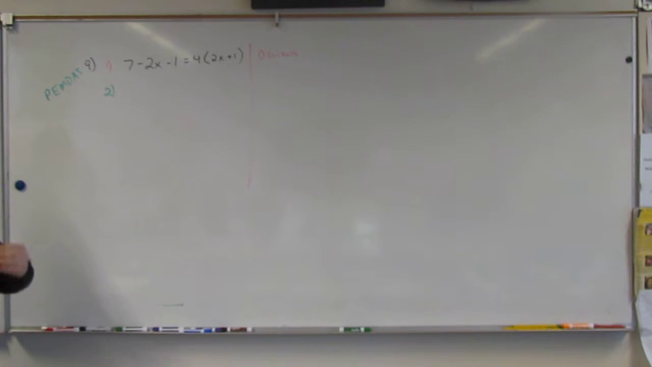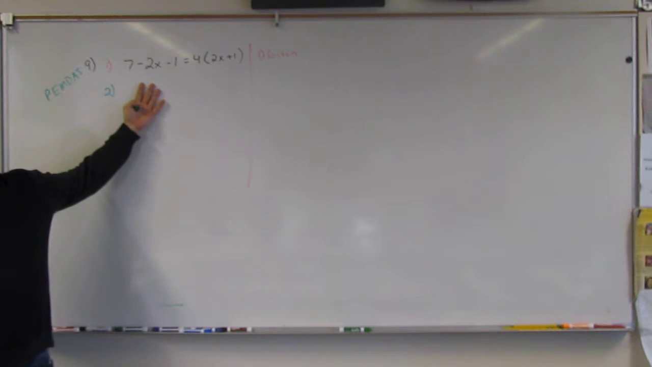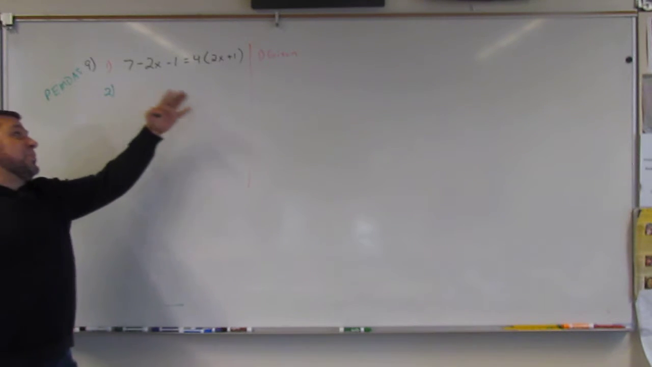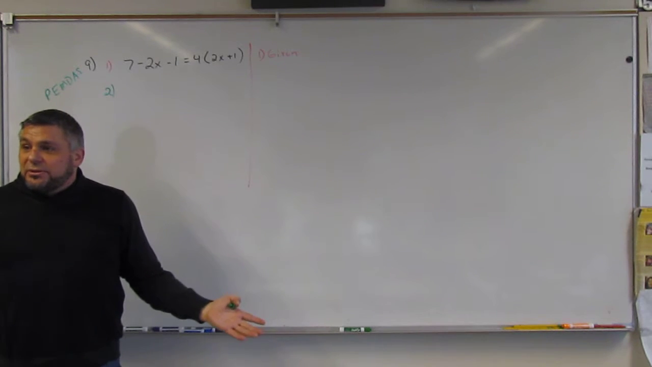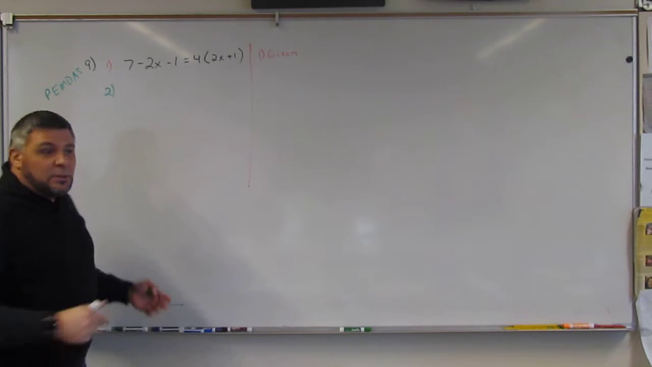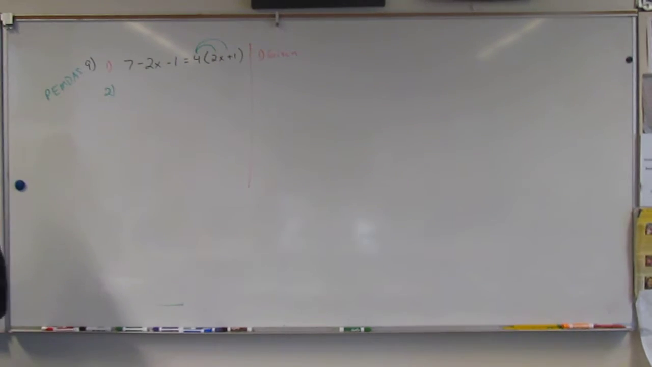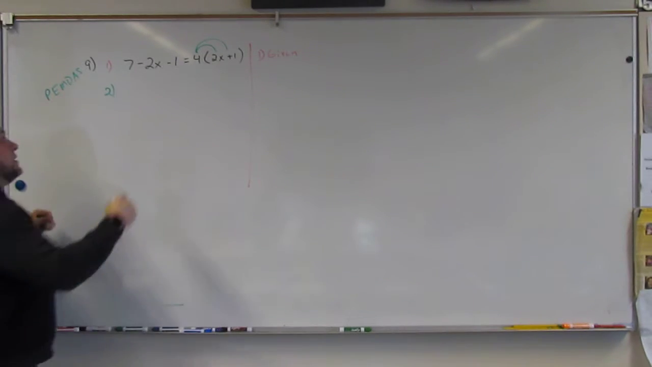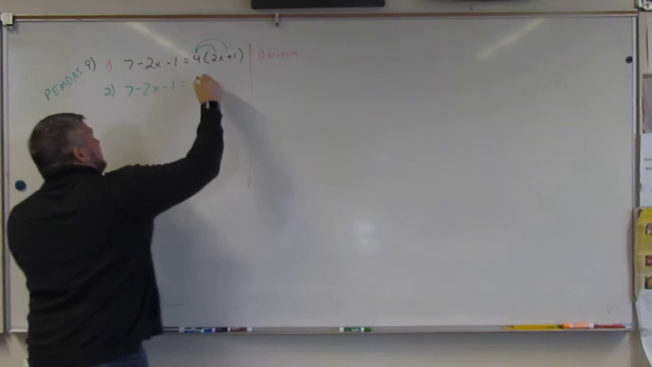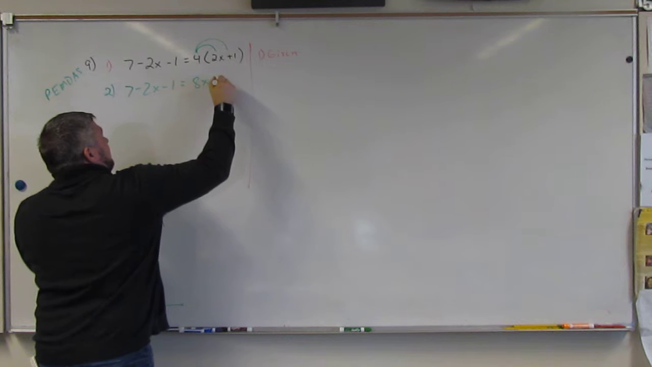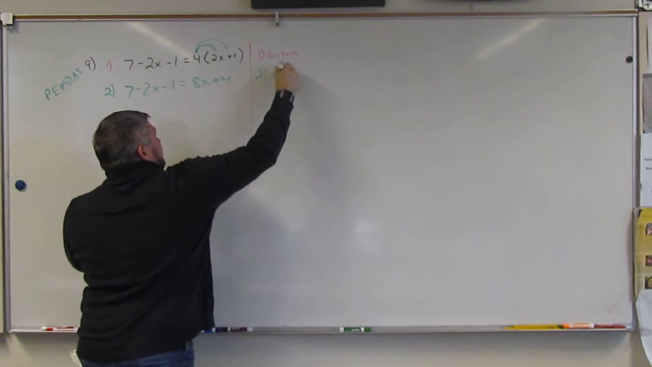I mean, it depends. If you start with this side, you might want to do addition subtraction, which is simplification. If you want to start with this side, then that's distribution. So it's really up to you. If you want, you can do that, and that's distribution. So what you end up with is 7 minus 2x minus 1 is equal to 8x plus 4. And that is distribution.